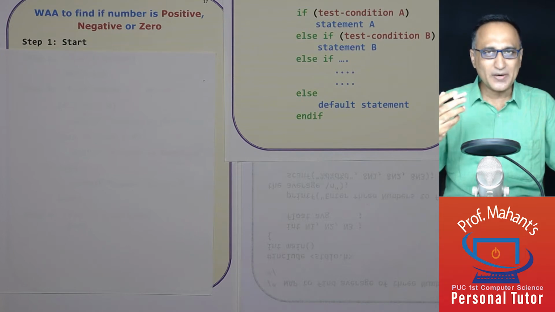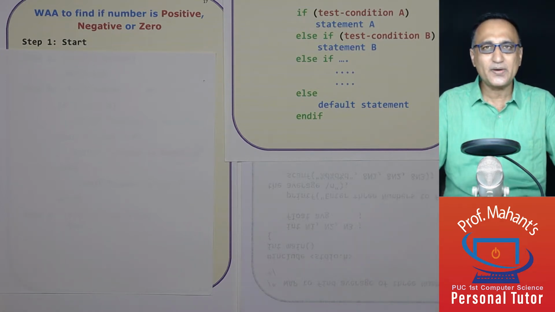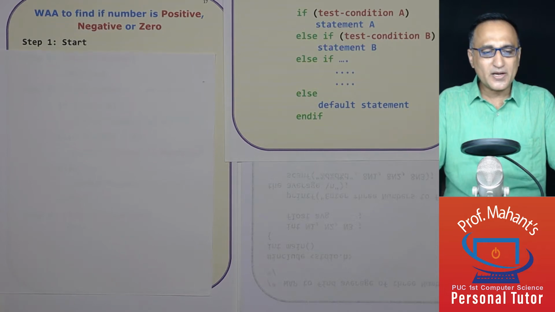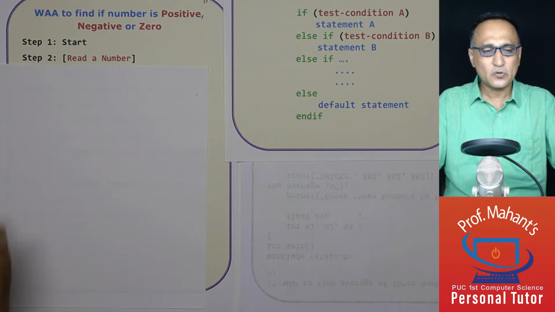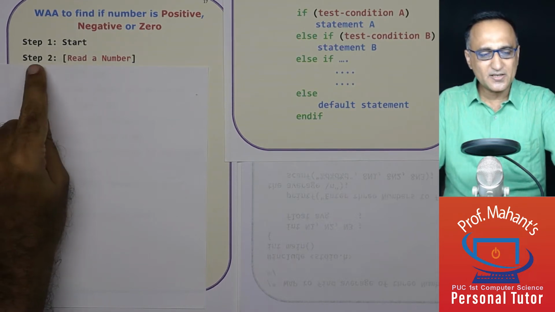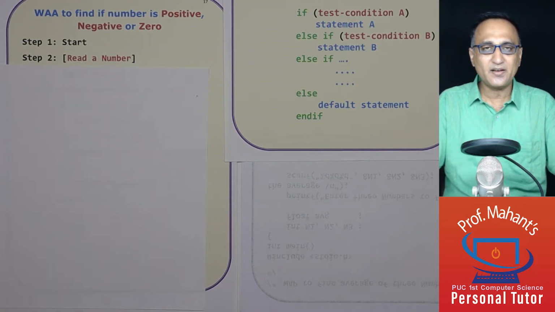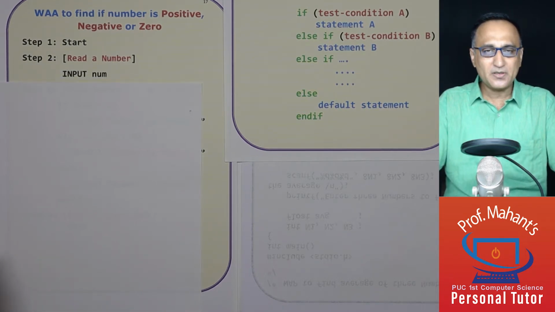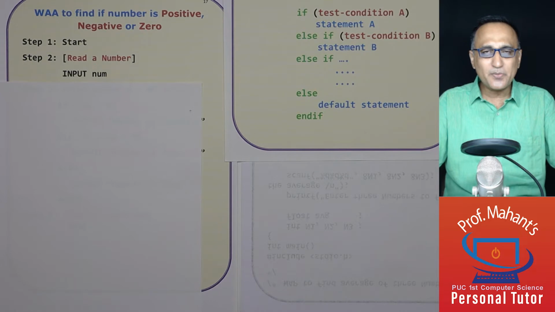So let's try to do it and then let's take a look at how it is shown in a general fashion. So first what I need to do is say read a number. You have to write step 1 colon start, step 2 in square brackets read a number. What do I say? Input a number. Then once I input a number, I need to determine whether the number is positive, negative or 0 using a simple way of doing it.